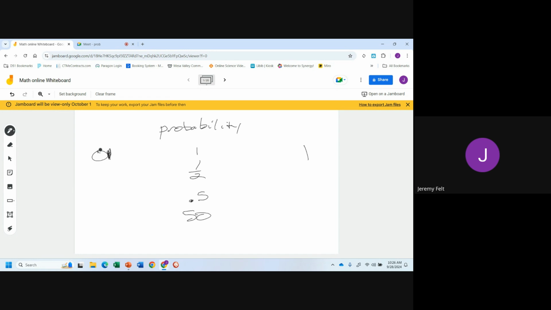Fraction and decimal between 0 and 1%. Okay, 1, that number expressed as a percent is 100%. So we can't go over 100% chance.